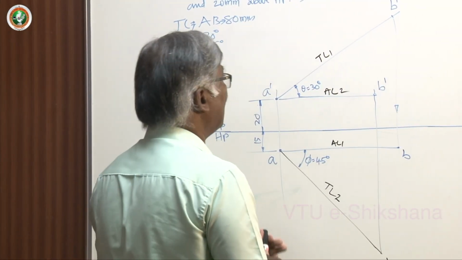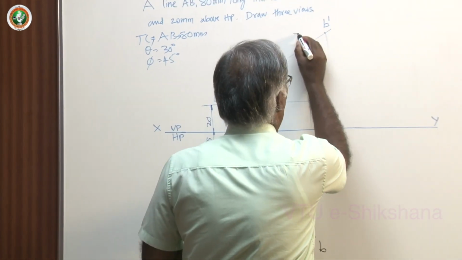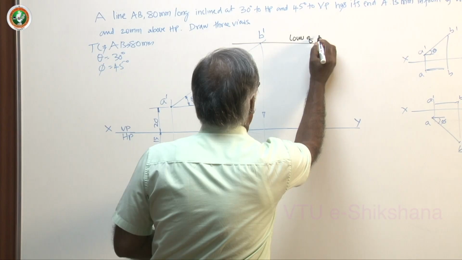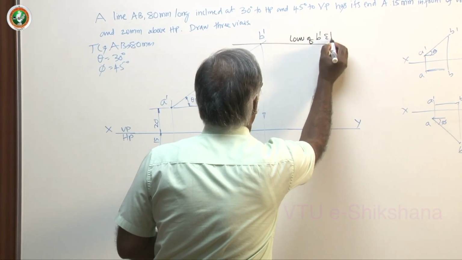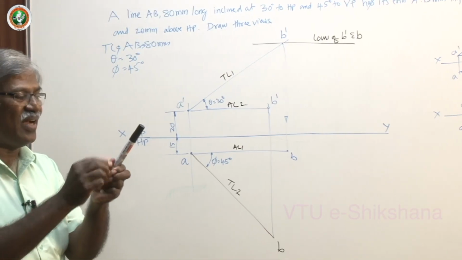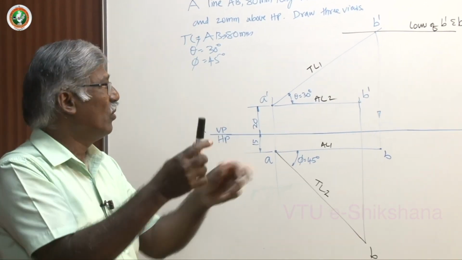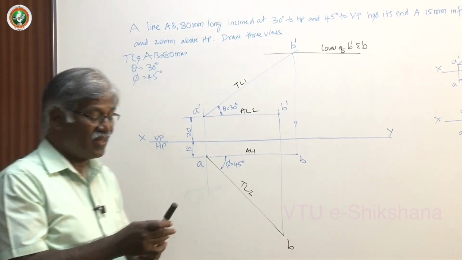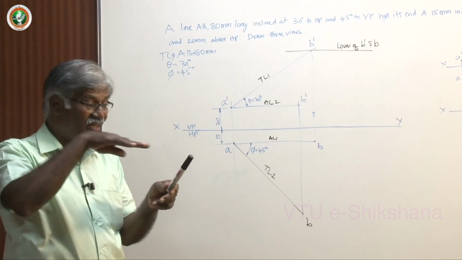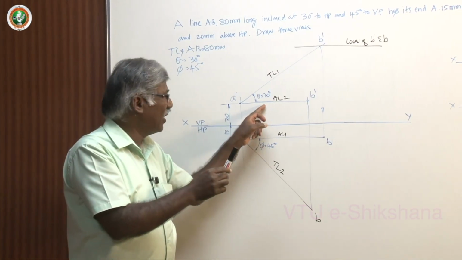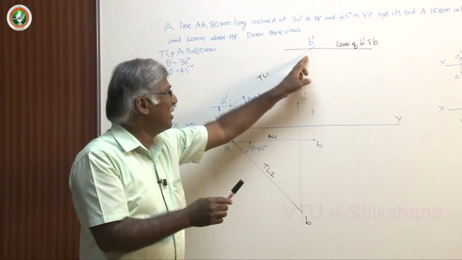So naturally, this line we have to draw and call this the locus of B dash and B. That means the total moving end B. This is the fixed end, this is the moving end. So the moving end path we have to locate, because the final position lies on this line only. This is not the final position, this is the initial position, giving inclination only to HP.